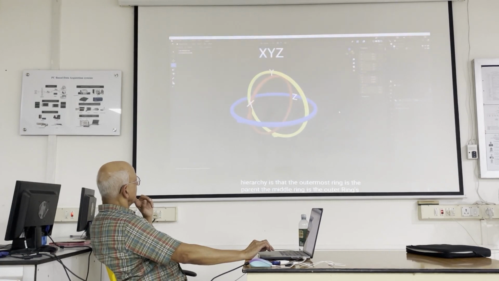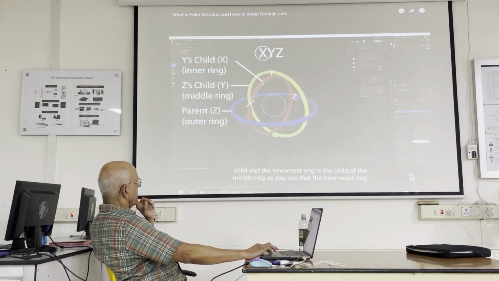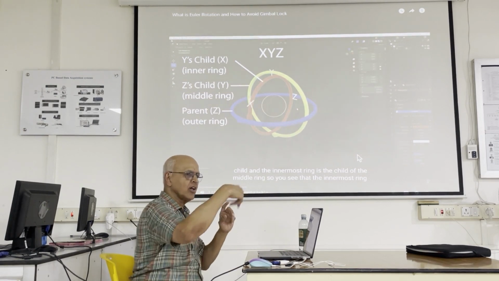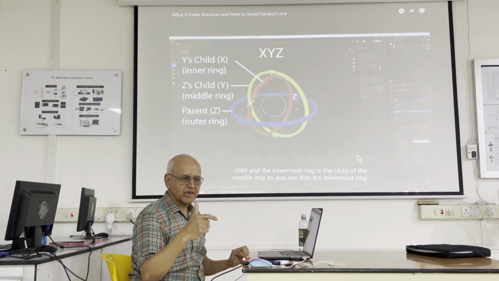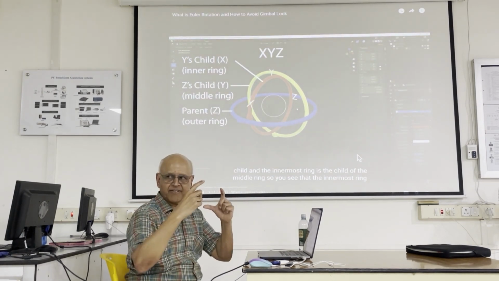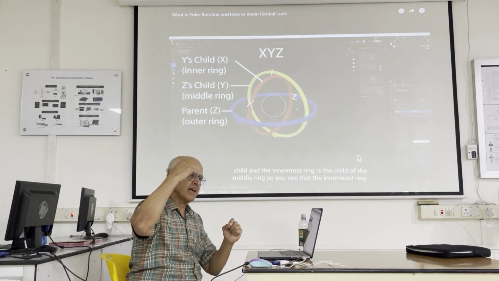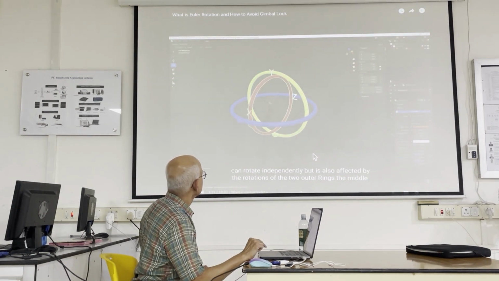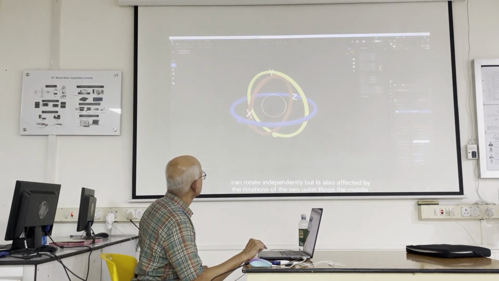The hierarchy is that the outermost ring is the parent, the middle ring is the outer ring's child, and the innermost ring is the child of the middle ring. So you know what that means? The outermost ring will rotate all the other interior rings. It's a parent. But the interior one will not rotate its parent. So the middle ring will only rotate its child, but not its parent. And you'll see how the gimbal lock is caused because of the system. So you see that the innermost ring can rotate independently, but is also affected by the rotations of the 2 outer rings. The middle ring, when rotated, will also rotate the innermost ring. And the outer ring, when rotated, will rotate all 3 rings.